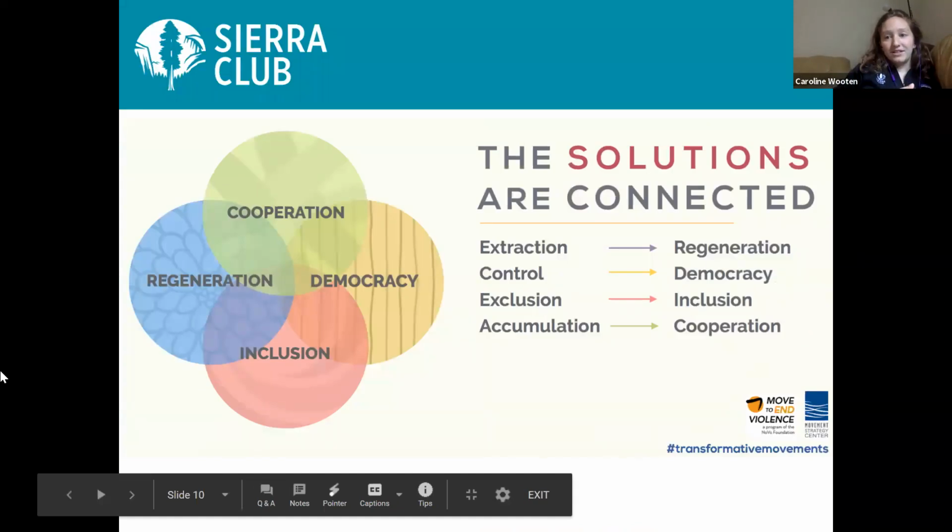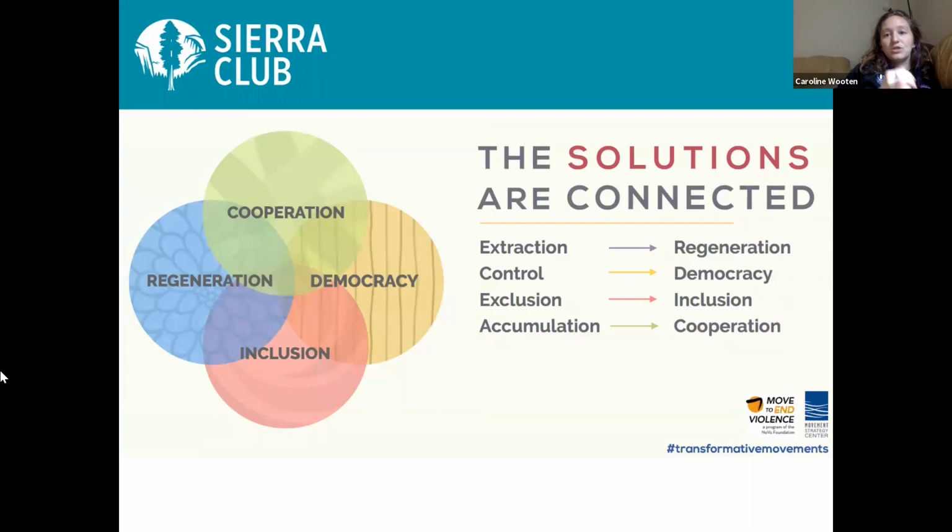So the problems are all connected, but also the solutions are connected. So we want to be building solutions that are in this overlapping part of the Venn diagram where cooperation, democracy, inclusion, regeneration are all overlapping. And you can see these arrows, like we want to move from an extractive economy to a regenerative economy, from control to democracy, from exclusion to inclusion, from accumulation to cooperation. I would also say from accumulation to redistribution, but that's probably part of cooperation.